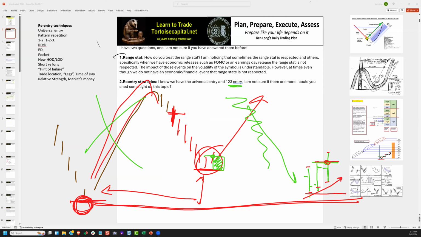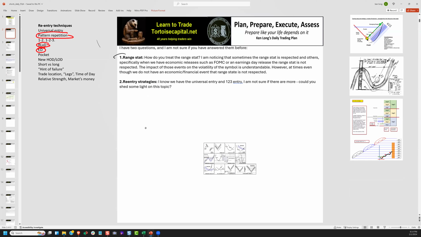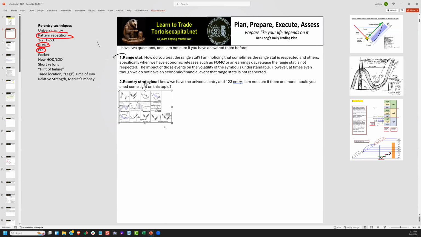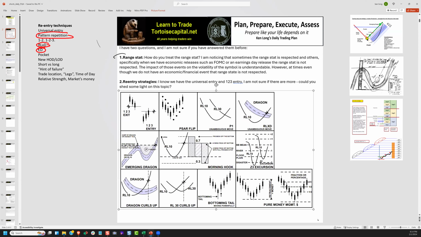Okay. Now, other ways we can get in, if I just take a look at some of the pattern recognition, like an RLXD or an emerging dragon. One of the reasons that we name and explain and demonstrate these different patterns is that they give us language in order to recognize patterns.